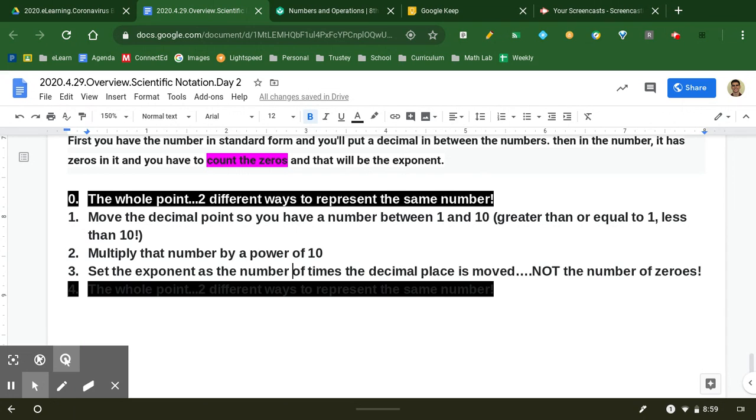Now, yes, we do want to move the decimal point. So some people are struggling where? Well, you always want to make a number between 1 and 10. Now, it could be exactly equal to 1 or bigger than 1, but it has to be less than 10, because if you had 10, you could move the decimal point one more place and make it a 1. All right? So greater than or equal to 1, less than 10.